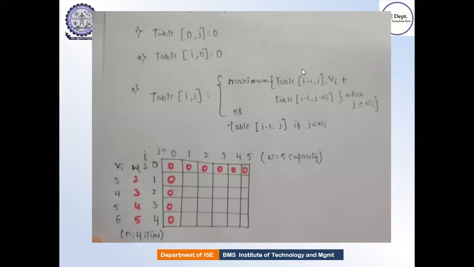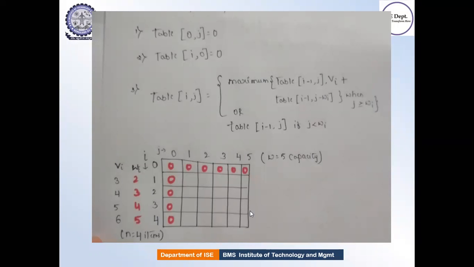This says that among the subsets we are forming, do not include the ith item. The value of an optimal subset is defined using these two formulas. One is table of I comma j, the maximum of table of I minus 1 comma j, and vi plus table of I minus 1 comma j minus wi. So you should remember this formula, and there is a shortcut for filling these out also. I will explain it later once we are done with this formula.